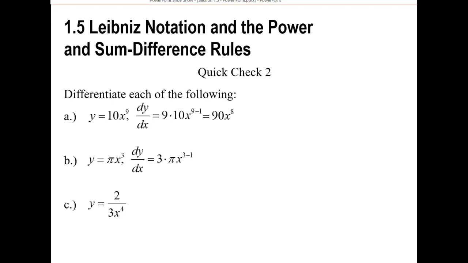On part B, the 3 will come down to the front, multiplied by pi. The new power will be 3 minus 1. So the constant pi in front behaves just like a constant of 10 or whatever. So 3 pi x to the 2nd.